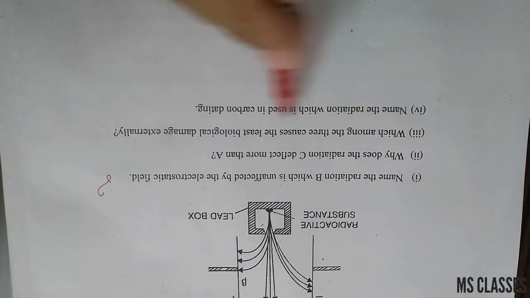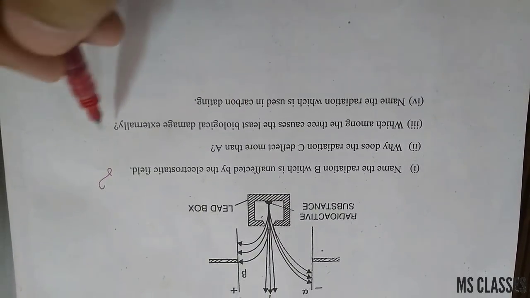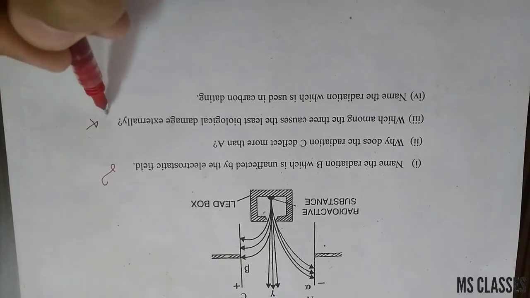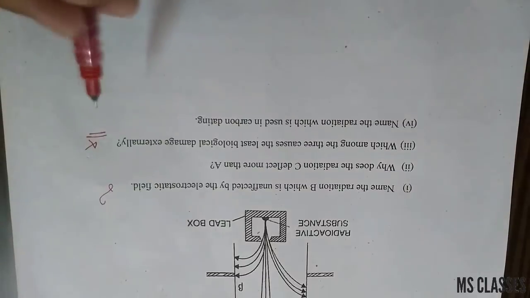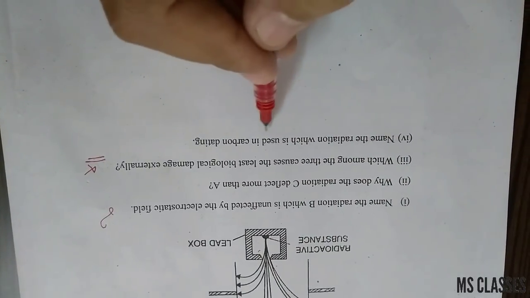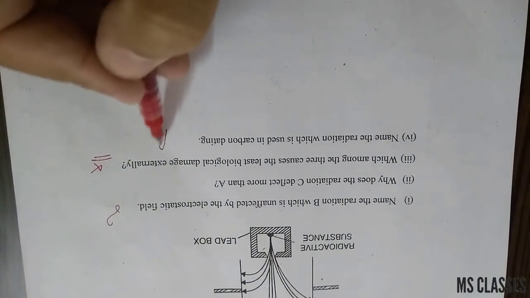Now third: which among the three causes the least biological damage externally? The answer is alpha, which causes the least biological damage, then beta and then gamma. Name the radiation which is used for carbon dating. That is beta.